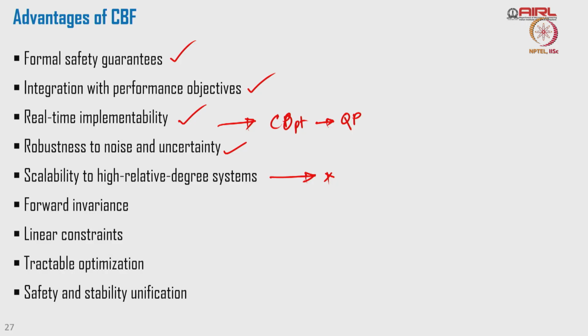We have seen that the CBF theorem ensures forward invariance with a properly designed control barrier function. So forward invariance in a safe set gives us safety guarantees. Then there are linear constraints, easier to handle, tractable optimization, quadratic programming problem, and finally we can somehow integrate the safety and stability aspects. Okay.